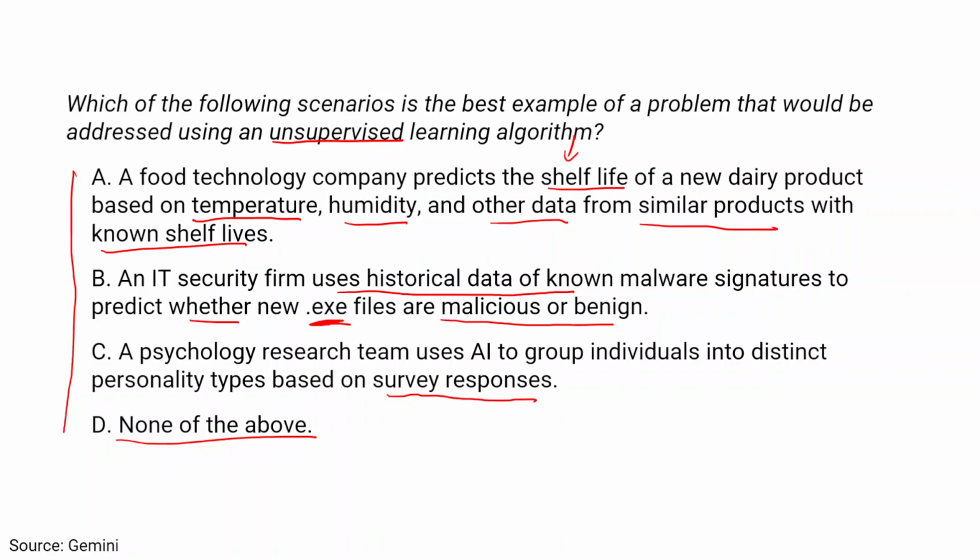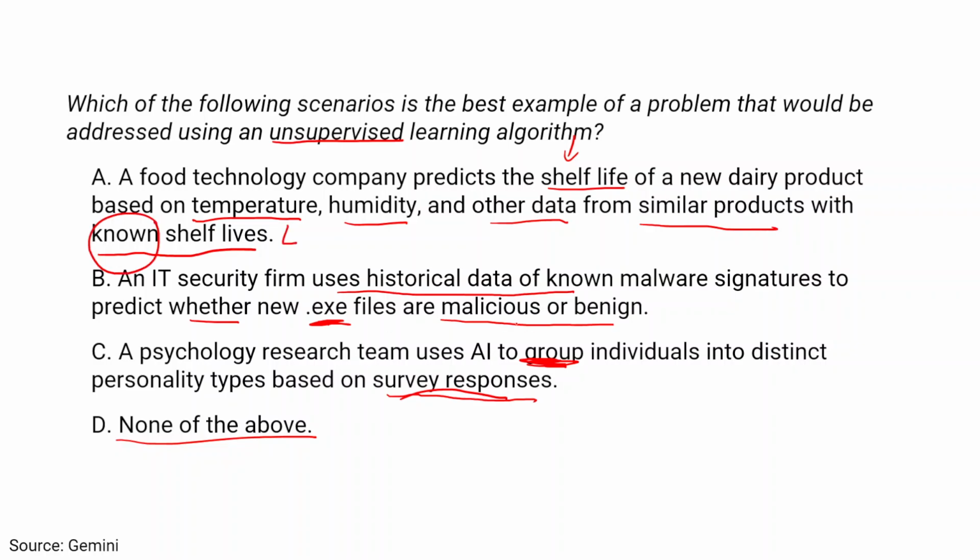Okay, very good. Many students select C, right? Yes, it's E because you can see it's just group and there's no information to group, right? It's just based on the survey response. But for A, we do have the label, right? Non-self-life. So this is the output and we do not it. So this is the label.